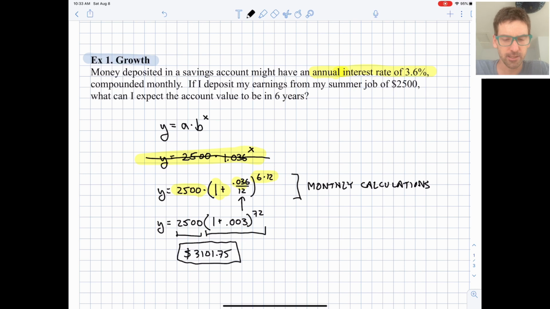For a check, I want you to just think about, does that seem reasonable? Yeah, it does. We gained $600. We didn't become millionaires, and we didn't lose money, right? So it seems like it's in the ballpark.